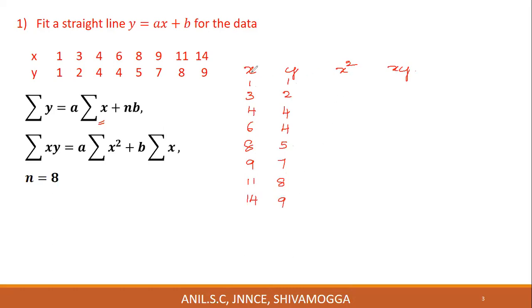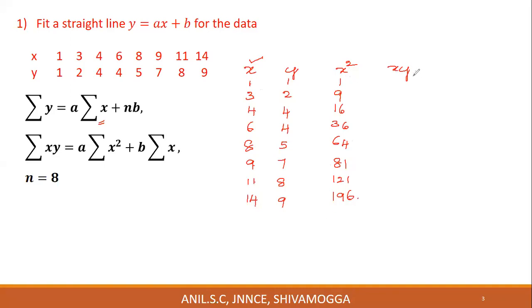Next, x square. This is x, and x square is 1 square. 1 square is 1. 3 square is 9. 4 square, 16. 6 square, 36. 8 square, 64. 9 square, 81. 11 square, 121. 14 square, 196.